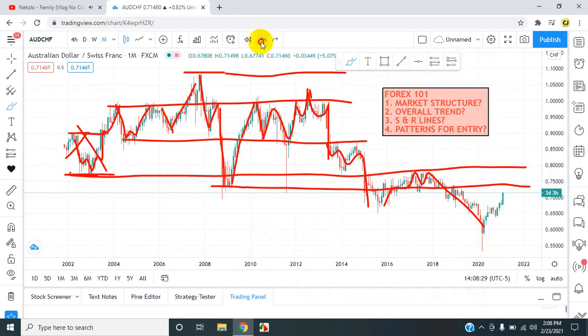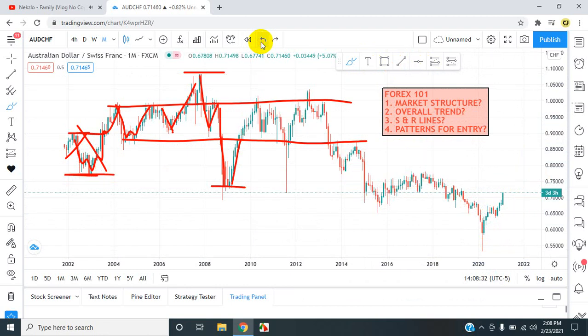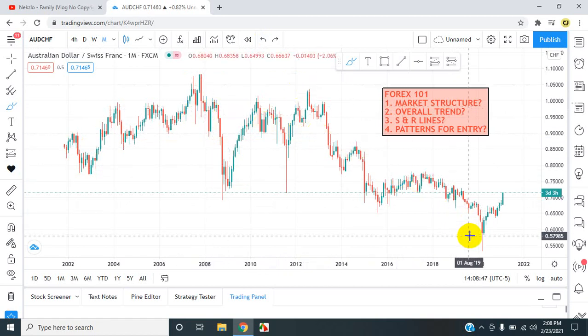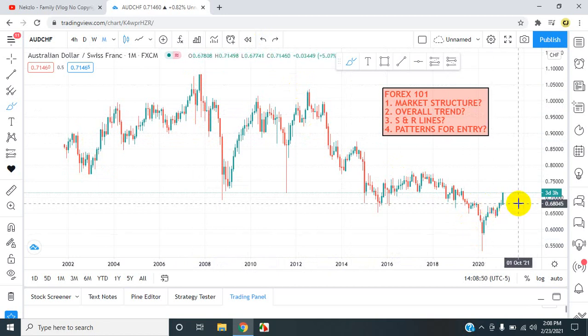We are going to clear our screens. Okay, that was market structure. So we identified with market structure that the market is headed for an uptrend. There's a chance it can turn around, but right now we can see that it's headed on an uptrend on the monthly.